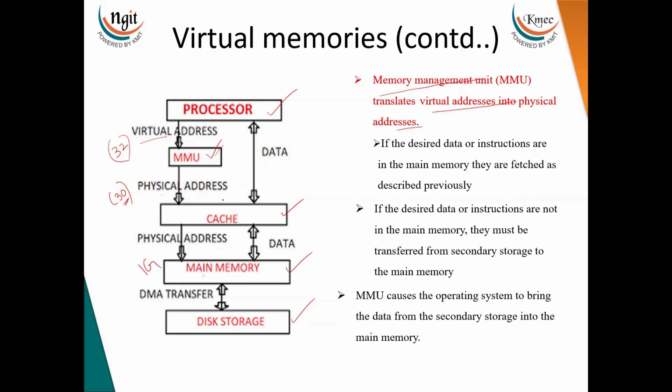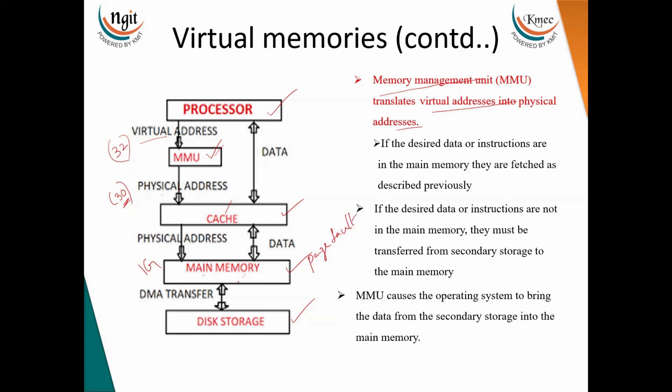Now, after translating, it will check whether the address is available in the cache. If it is available, the data will be accessed by the processor. If it is not available, then it will go to the main memory and check in the main memory. If that is available, then the processor will access that data. If the physical address is not available in the main memory, then that is called a page fault.